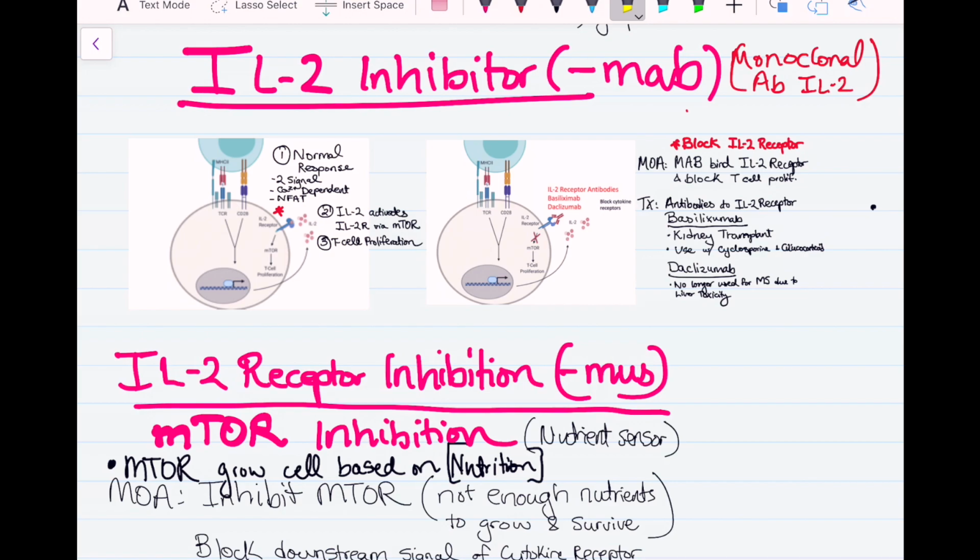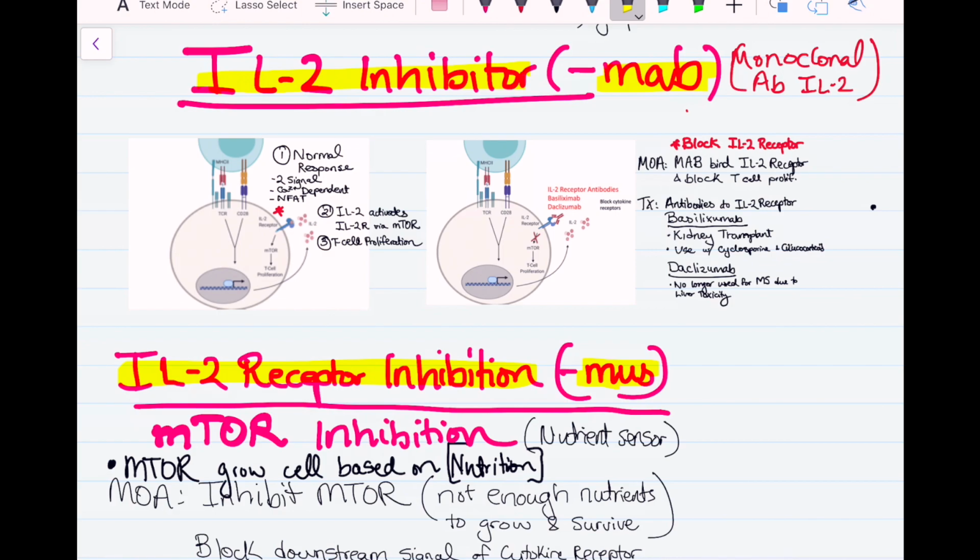So we're talking about the inhibition of T cell activation. The first one we just talked about is the calcineurin inhibitors, and then we talked about the CTLA4 mimetics, and now we talk about the inhibition of IL-2. So we have IL-2 inhibitor, but then the next one we'll talk about is IL-2 receptor inhibitor, and the difference here is that one ends in MAB and one ends in MUS.